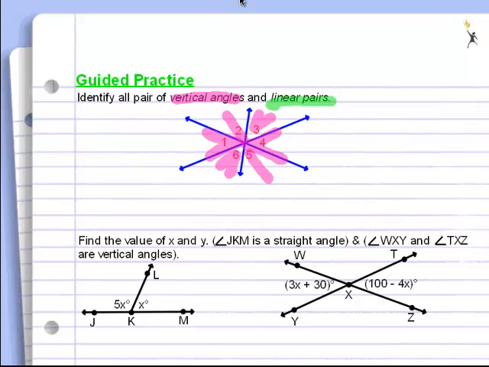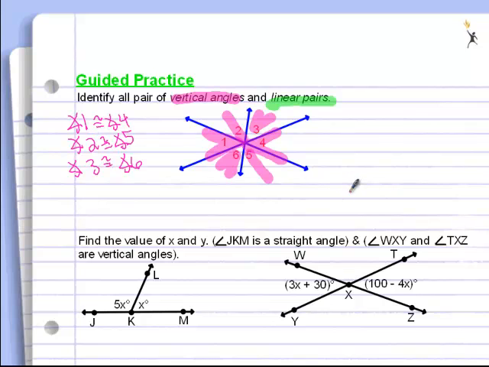We could go through, and when it says identify them, we actually want to write them out. So we could say angle 1 is congruent to angle 4 because they're vertical angles. Angle 2 and angle 5. Angle 3 and angle 6. Those are all vertical angles.